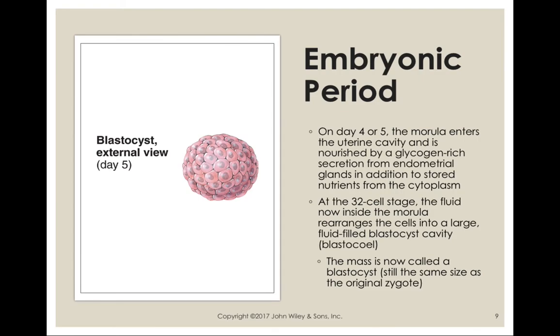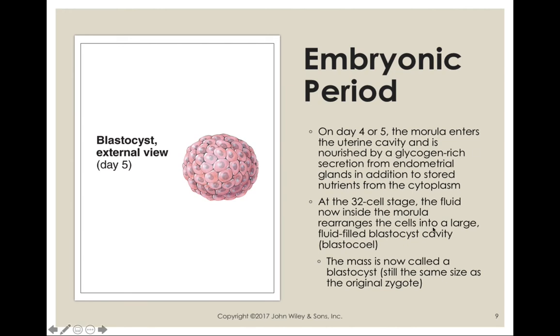By this point, on day 4 or 5, the morula is going to finally enter into the uterine cavity. Now, the uterine cavity specifically is lined by the endometrium, as we should remember from our last chapter. The endometrium is going to contain glands that are secreting certain substances. These substances specifically are very glycogen-rich. These substances are going to leak into the morula and accumulate inside of this entity.